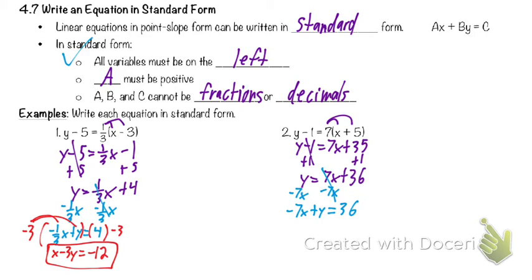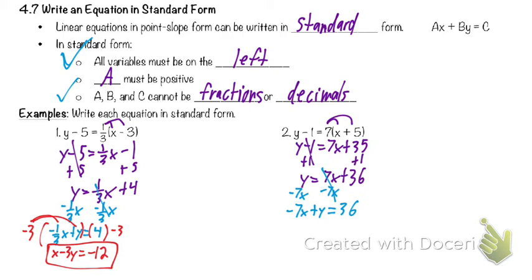Is A positive? Is the number with the x positive? No, it's a negative 7, okay? Well, are there any fractions or decimals? No, okay, so we don't have to change. We don't have to worry about that last part, okay? So we have variables on the left. We have no fractions or decimals, but we need A to be positive. What can I multiply a negative 7 by to make it positive? Courtney? Negative 1. Any negative number. And I would suggest, why not pick the smallest negative number possible? Negative 1 is easier to multiply by than like negative 2 or negative 3, for example.